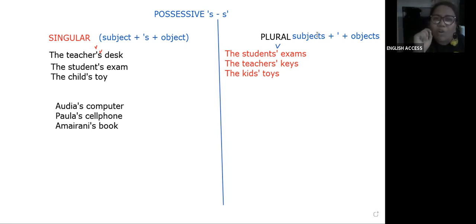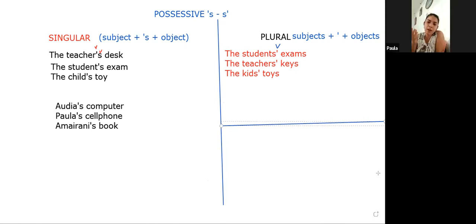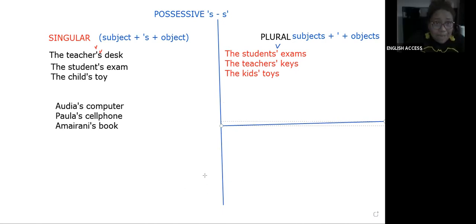Pero, ¿qué pasa con los irregular plurals? Do you remember? Do you remember that, girls? ¿Qué pasa con ellos? ¿Recuerdas cuál es? Cambia la palabra, ¿no? Exactamente, cambia la palabra por completo.